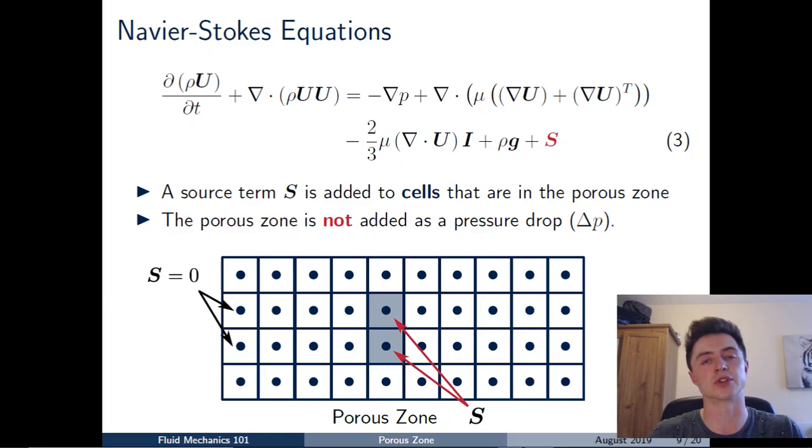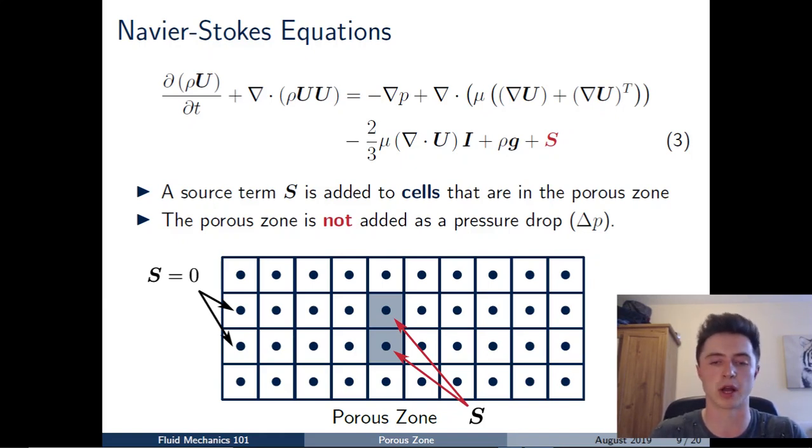The way that porous zones are accounted for in CFD codes is by adding an additional source term S on the right hand side. And how the source term will work is the source term is 0 in all of the cells in the mesh that are not in the porous zone. However, for those cells that are in the porous zone, we have a contribution to the source term S there. And also important to note that this source term is applied at the cell centroids for cell-centered finite volume CFD codes like OpenFOAM and ANSYS Fluent, for example.